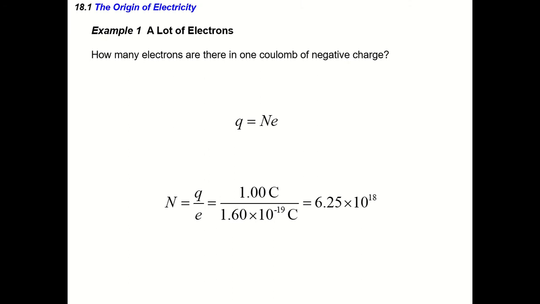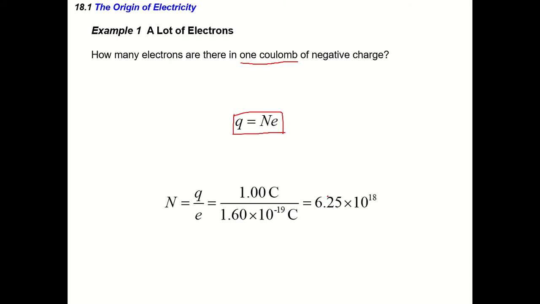For example, how many electrons are there in one coulomb of negative charge? From this formula, charge Q equals N times e. To solve for N, we divide both sides by e. We are given the problem of one coulomb, and e is as given in the previous slide, 1.60 times 10 to the minus 19 coulomb.